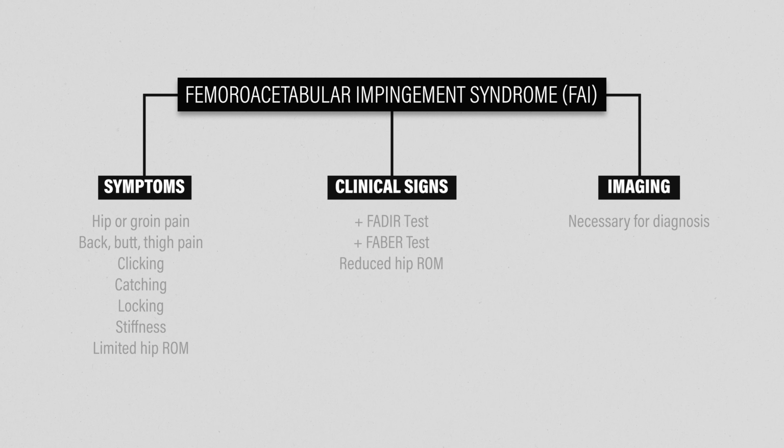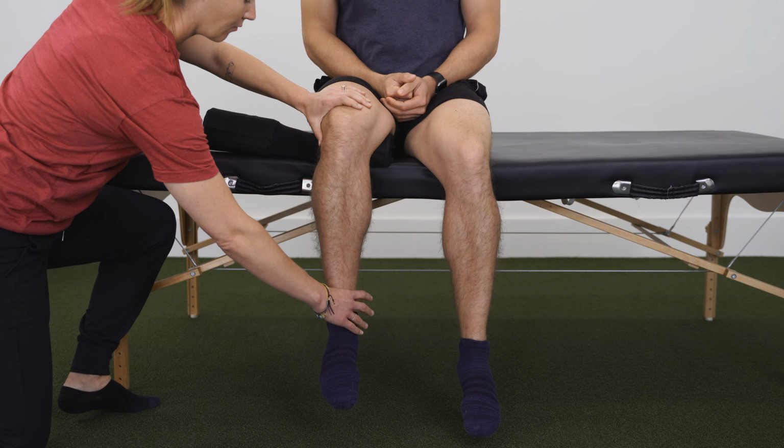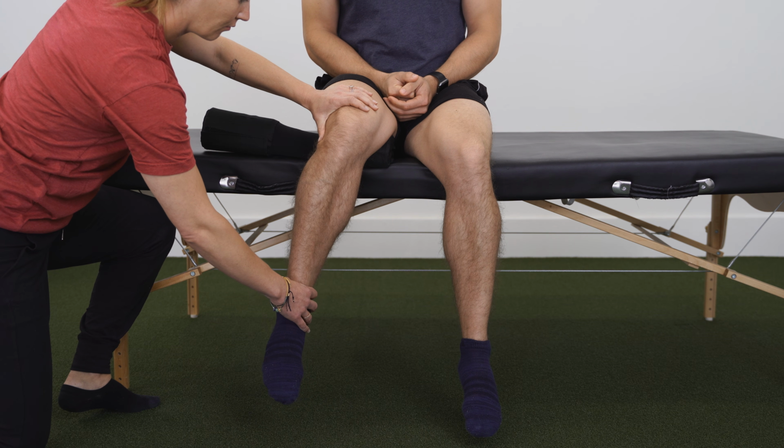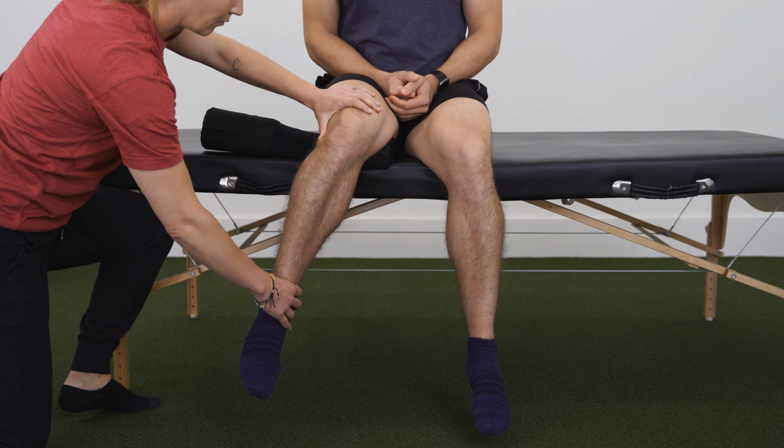Femoroacetabular impingement syndrome, better known as FAI, is a hip joint pathology defined by a triad of symptoms, clinical signs, and specific findings on imaging. Usually, hip range of motion, especially internal rotation, is limited in people who have FAI.